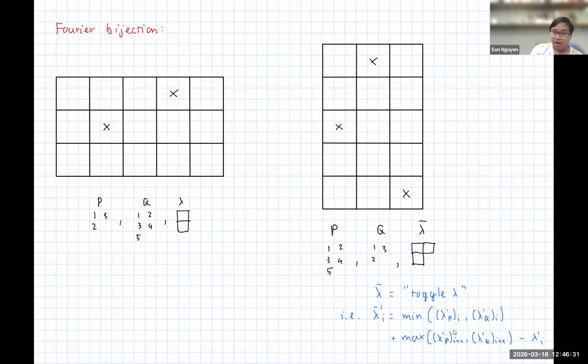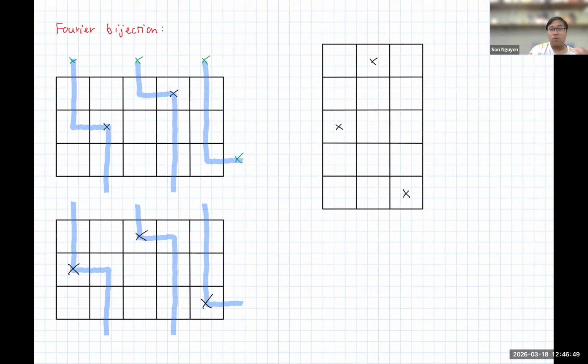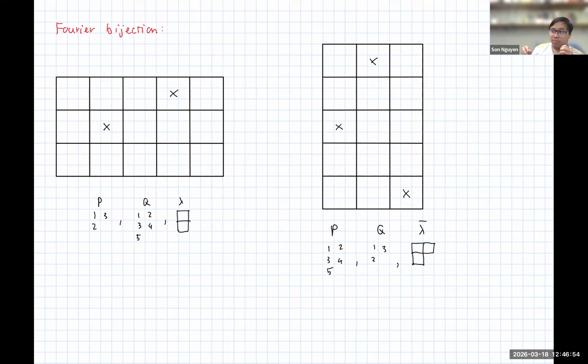So by toggling, I just mean that you take the sum of min and max and you subtract one, and you get the other. It's sort of like you have min here, max here, and the columns of lambda bar and lambda are jumping around in between. So this is indeed a correct bijection, and because of how the bijection works, the Viennot shadow description that we're going to write actually makes sense.